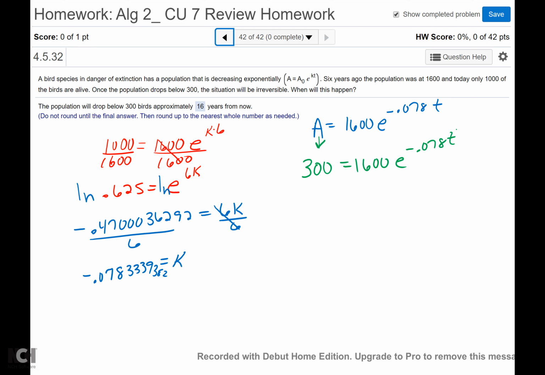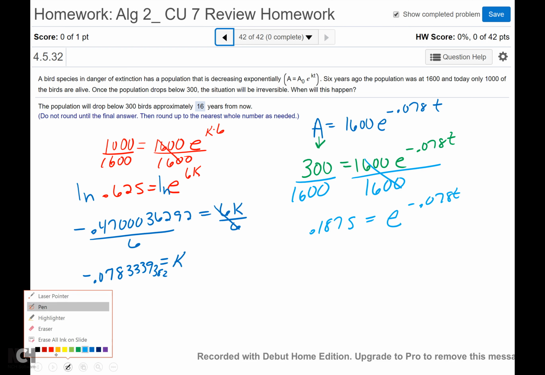Oh, I know where I screwed up. Oh, silly Tamsin. All right. So we're going to get the same answer. We didn't do anything wrong mathematically. 1,600, so 300 divided by 1,600, you get 0.1875 equals e to the negative 0.078t.